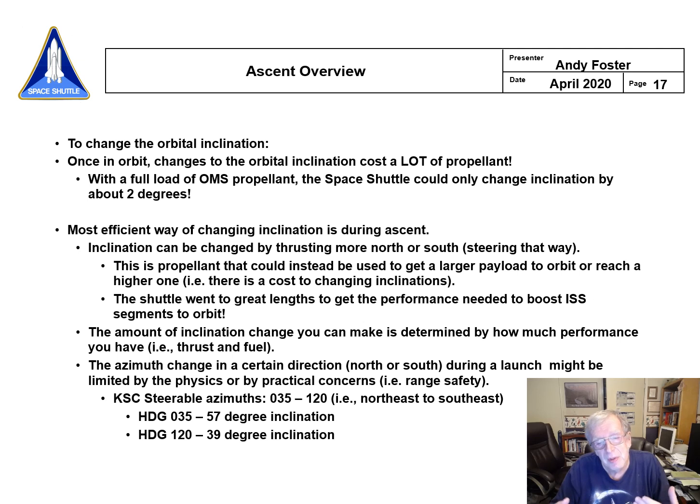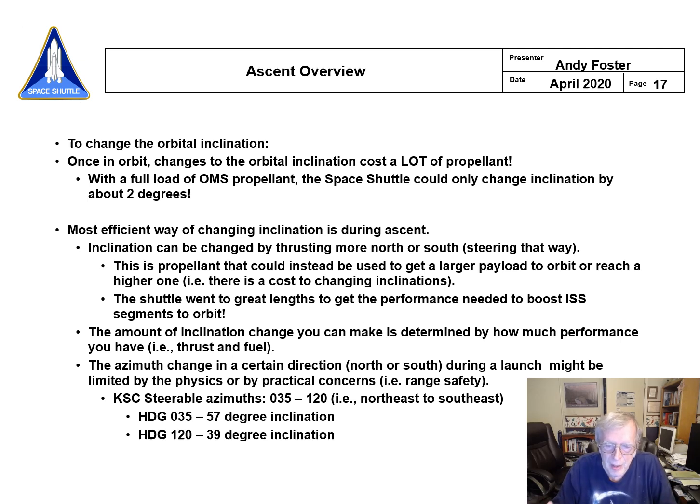And we actually went to a lot of trouble to get the performance needed to boost the heavyweight ISS segments to orbit. A lot of people always ask why Columbia didn't get there, and it's because it was the heaviest of the vehicles. We could have modded it, but it was going to take a lot of work to get there, and so that's why the other orbiters tended to go there instead. So the amount of inclination you can make is determined by how much performance you have.